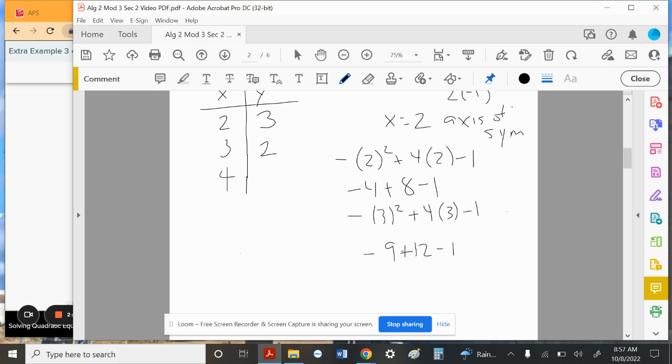Okay, and then we're going to go one more point over. So we're going to do 4. So negative 4 squared plus 4 times 4 minus 1. That is negative 16 plus 16, which is going to cancel, and then we get a negative 1. So that's what it's going to look like when we graph it.